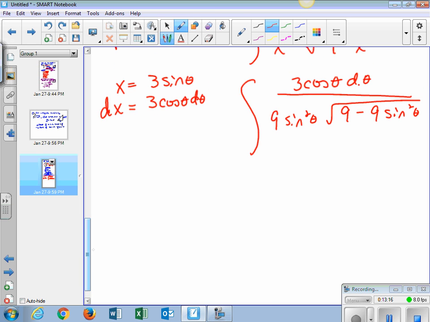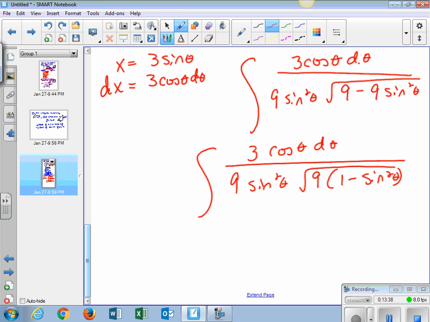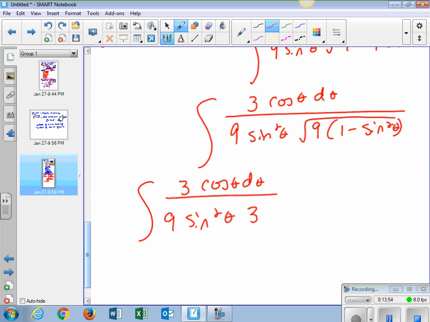I'm going to have my integral of 3 cosine theta d theta. I'm still going to have my 9 sine squared theta. Inside this radical, they both have a 9. I'm going to factor out front, and I get a 1 minus sine squared theta. So we know that we're going to be changing that 1 minus sine squared to cosine squared. So really what I have then is my integral of 3 cosine theta d theta. I still have my 9 sine squared theta. And then I'm going to have my square root of 9, which is 3. And then I have my 1 minus sine squared, which is cosine squared, and the square root of that is going to be cosine theta.